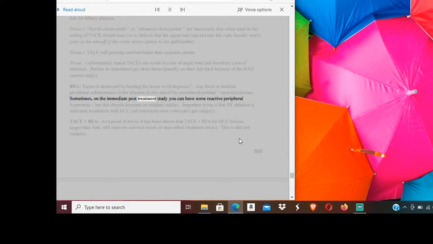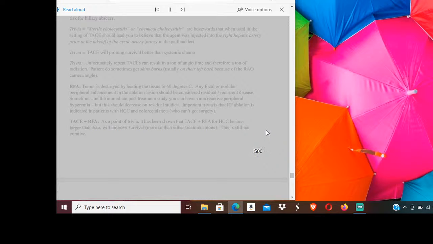Sometimes on the immediate post-treatment study you can have some reactive peripheral hyperemia, but this should decrease on residual studies. Important trivia is that RF ablation is indicated in patients with HCC and colorectal mets who can't get surgery. TACE and RFA: as a point of trivia, it has been shown that TACE and RFA for HCC lesions larger than 3 cm will improve survival more so than either treatment alone. This is still not curative.